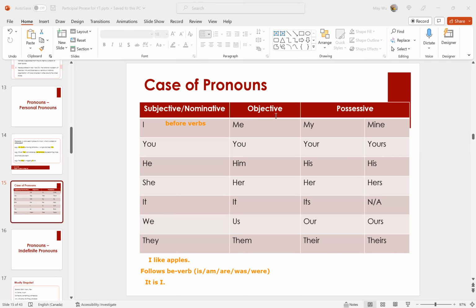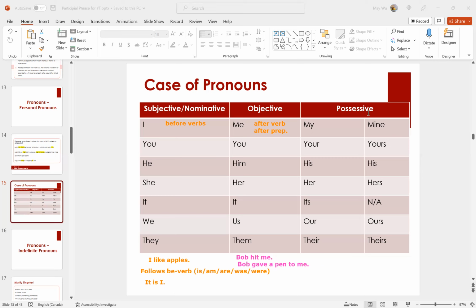All right, so moving on to objective case, it is used as an object in a sentence. It can be after a verb because it's the object of the verb, or it could be after a preposition because it is the object of the preposition, in which case it would be in the prepositional phrase. All right, so let's take a look, right? Bob hit me. In this case, Bob is the subject, hit is the verb, so me would be the object. And also, Bob gave a pen to me. In this case, to is the preposition and me is the object of the preposition.